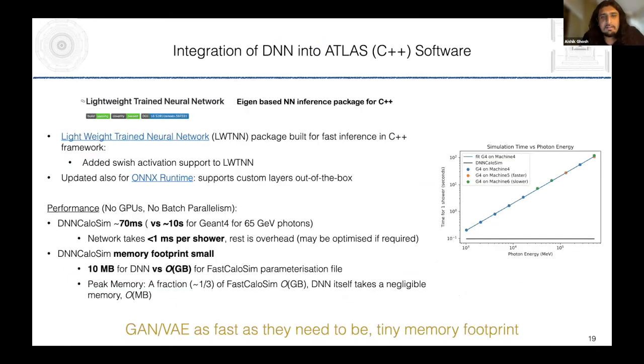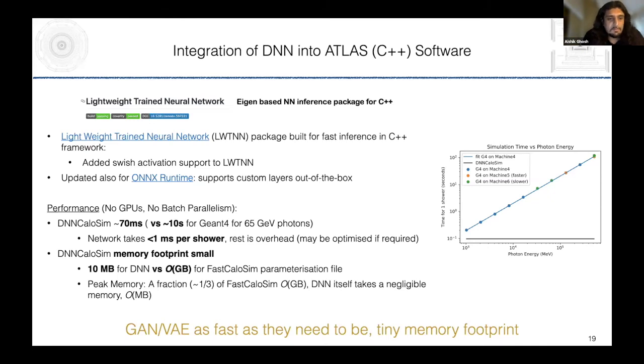Now, how do we integrate the neural networks into the ATLAS C++ software? We don't want to install TensorFlow into the pipeline, so we use a package known as lightweight trained neural networks, which is based on the Boost package. And we've also upgraded the models for ONNX Runtime. The advantage of ONNX Runtime is that it supports custom layers out of the box, whereas for LWTNN, we had to add the swish activation function into the package so that it can be used inside the ATLAS software. So ONNX would be the way we do things in the future.